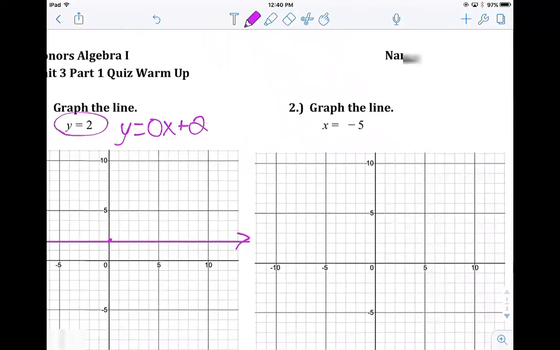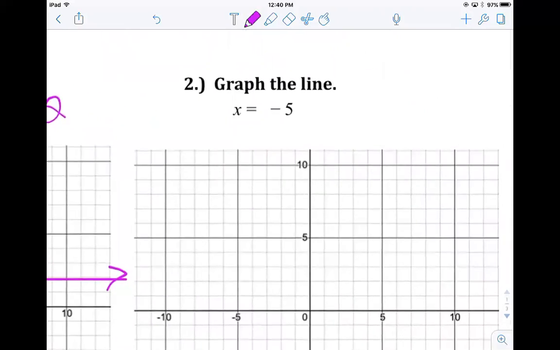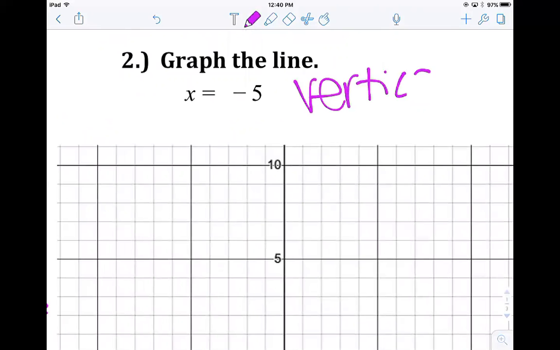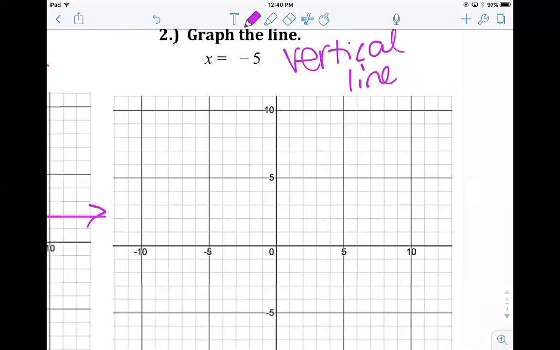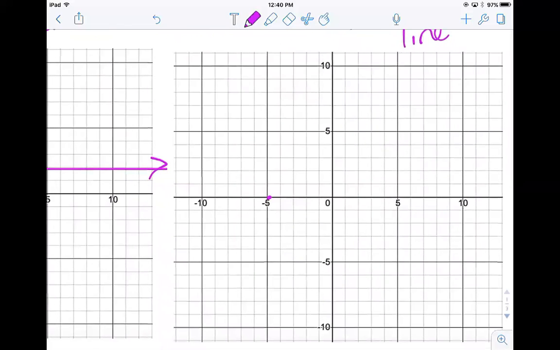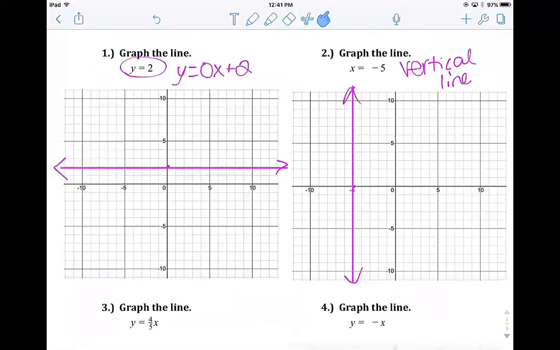Problem 2, we have x equals -5. So when x is by itself, this is a vertical line. If you have no y value, you're going to plot your point on the x-axis at -5, and then we're going to have that line go straight up and down. And then that's it. No shading for these problems. You're just graphing those lines.